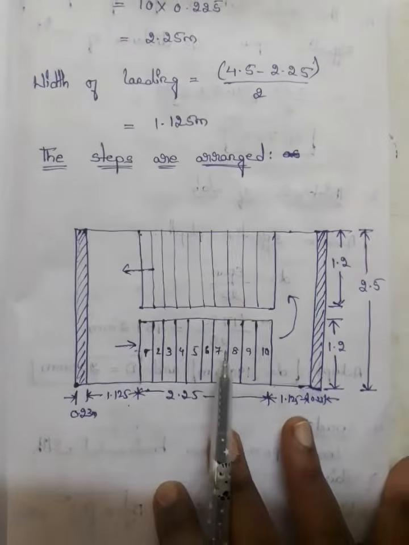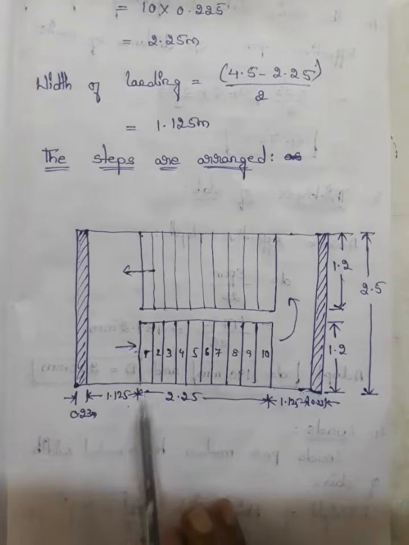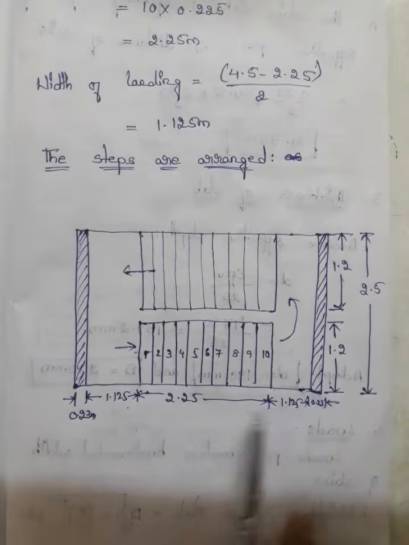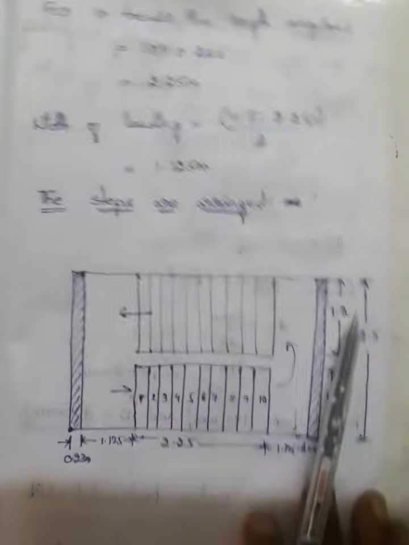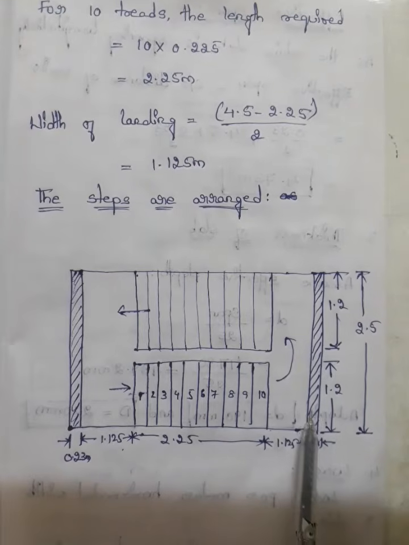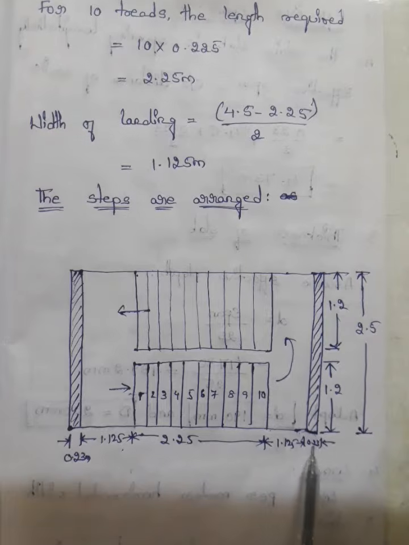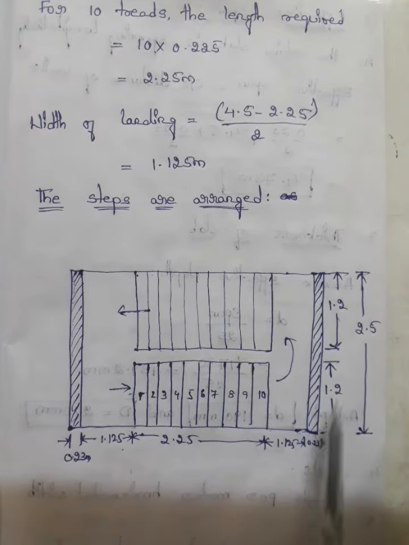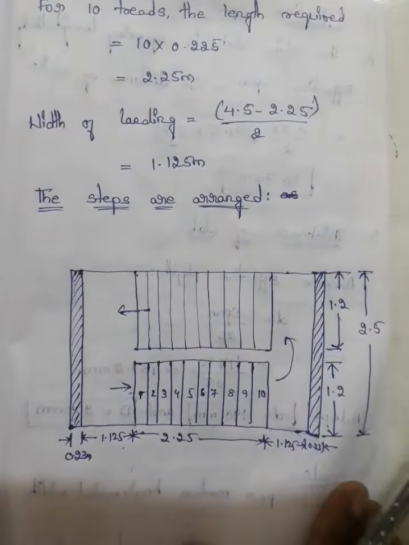So see here, the steps are arranged here. 1.125 is the width of the landing, what we have calculated just now. And 2.25 is the 10 treads length. And again 1.125, and this is the wall thickness. So already it is given as 230 mm, so it is 0.23 meters. So the complete dimension here is 2.5. So we have assumed the width as 1.2, right? So this is the arrangement of steps.